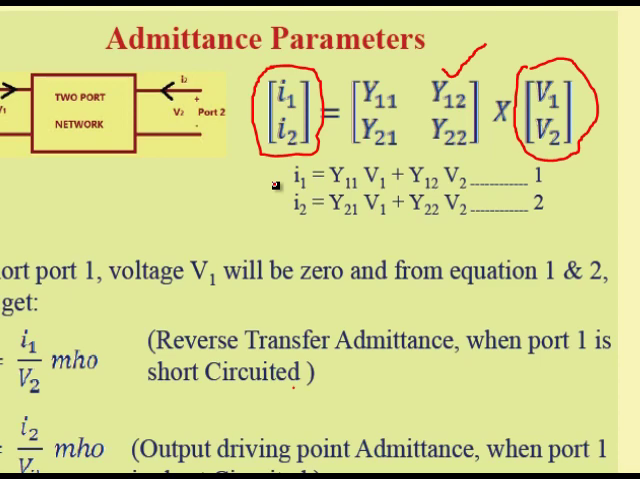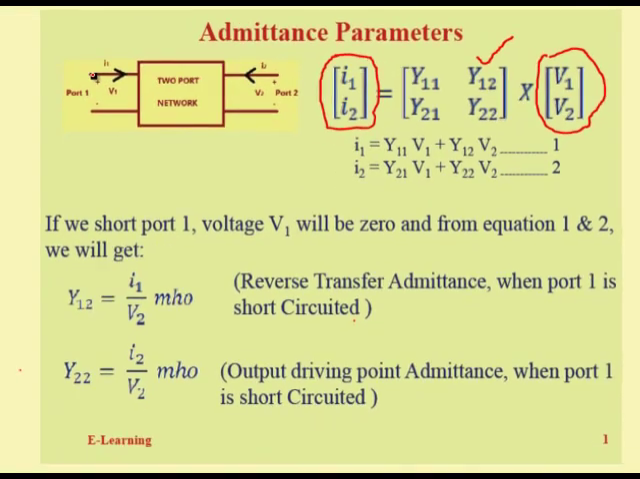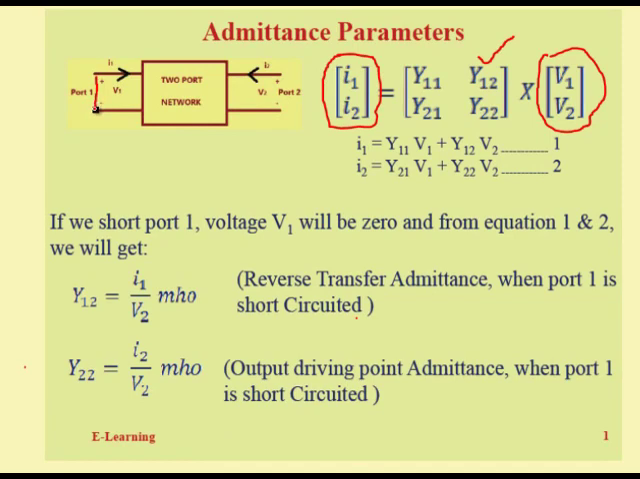Now if we short port 1, that is this particular port, voltage V1 will be 0, because voltage across a short must be 0 if the short is ideal. Then from equations 1 and 2, we put V1 is equal to 0 in equations 1 and 2, and we will get y12 and y22.